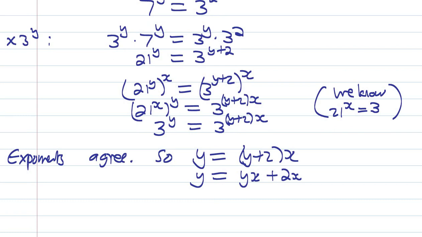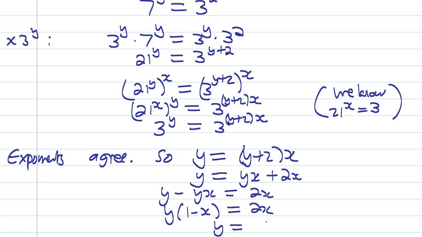And so we have y minus yx is equal to 2x. We can take out y as a common factor, so we get y times (1 minus x) is 2x, and so we get y is 2x over 1 minus x. So the answer to this multiple choice question is B.